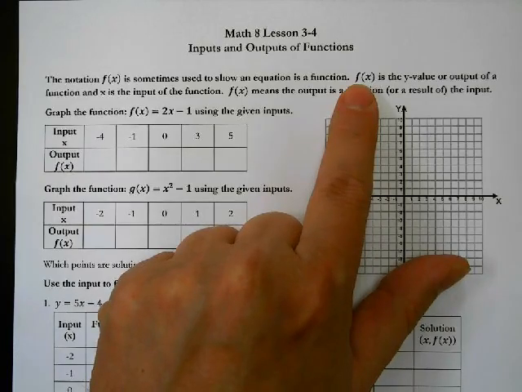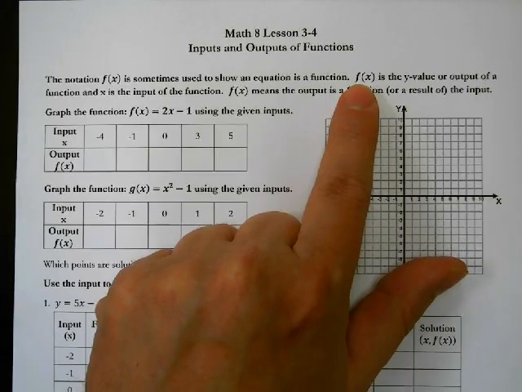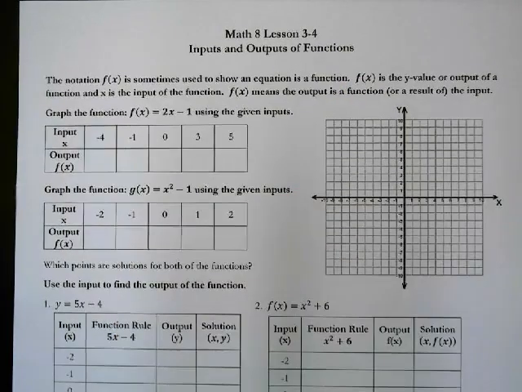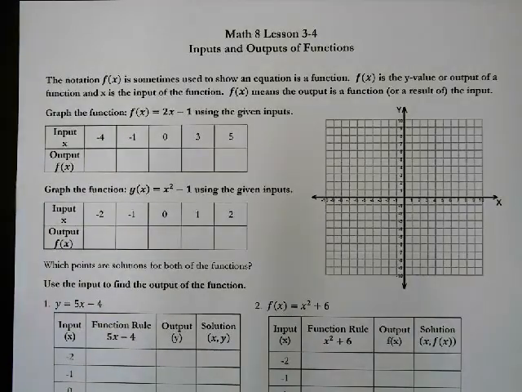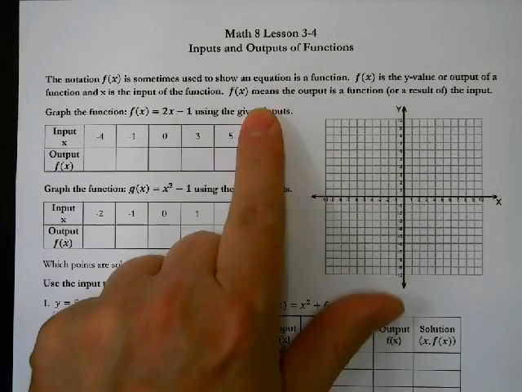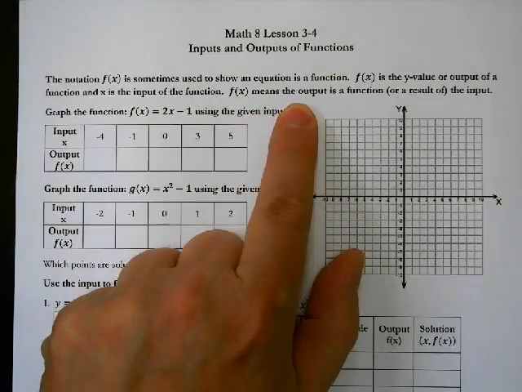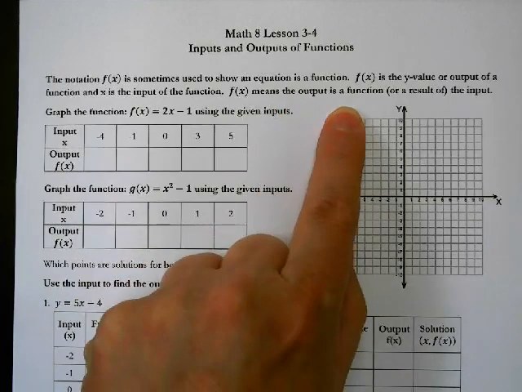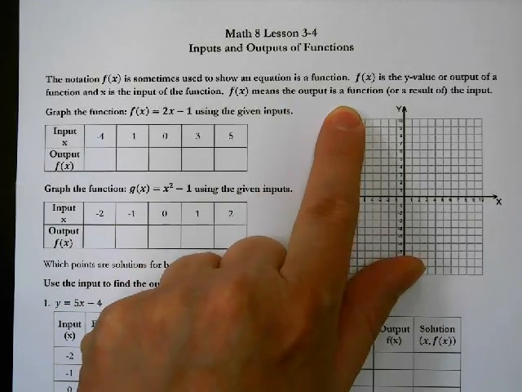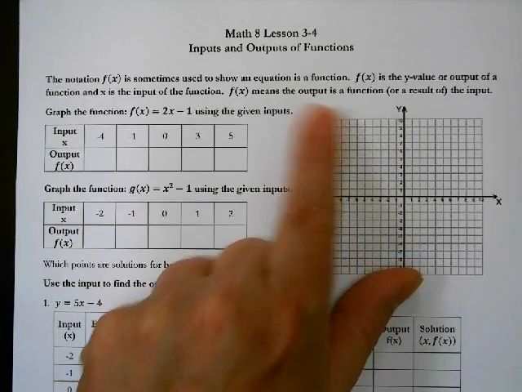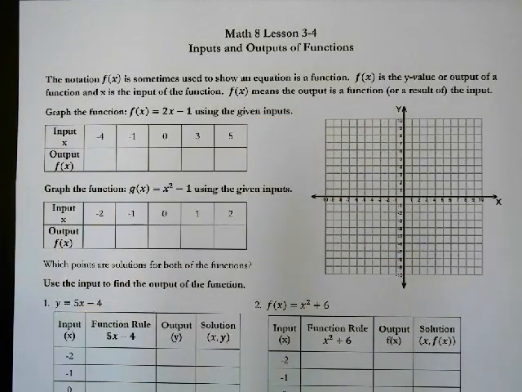Remember, functions are when the inputs have only one output. They're very predictable, they're consistent, we like to use them. All right, so f of x is just another way to say y and to at the same time say, hey, we're looking at a function. f of x means the output, the y value, is a function or a result of whatever you plugged in for x. So that means that f of x, the y value, depends on whatever you plugged in for the x value. That's what a function means.